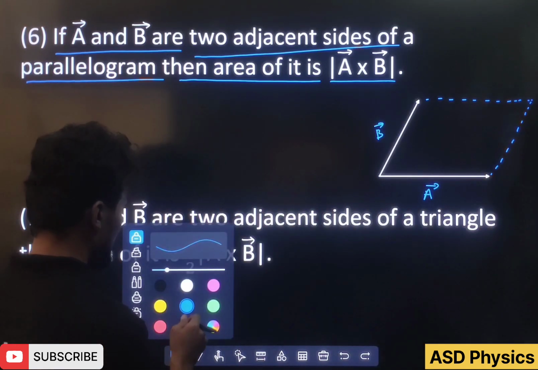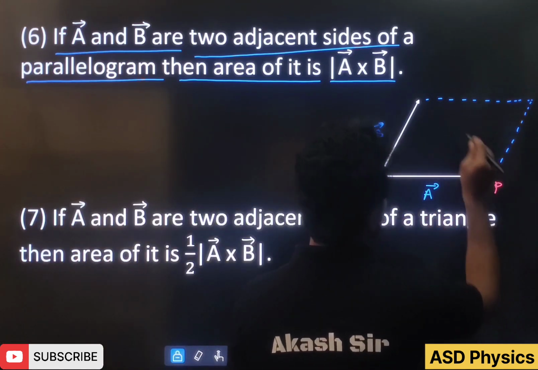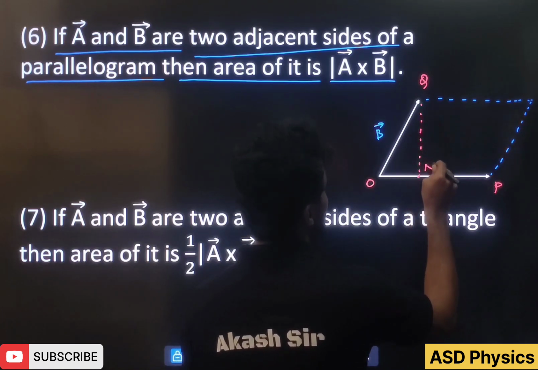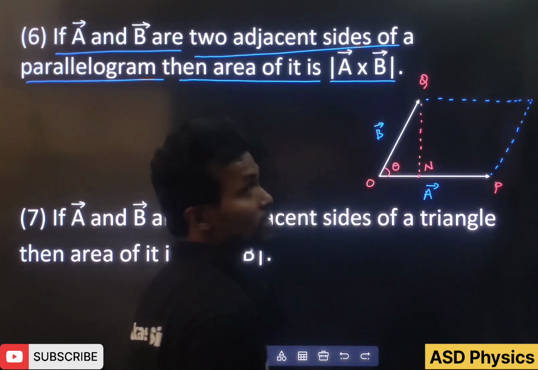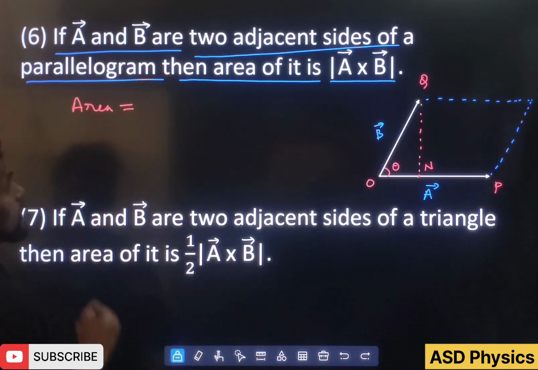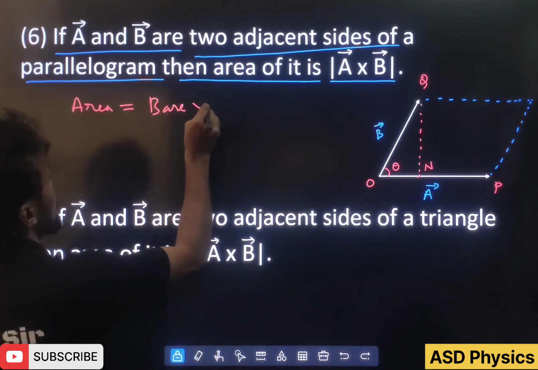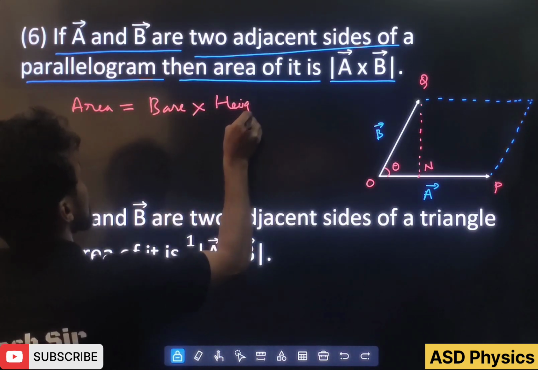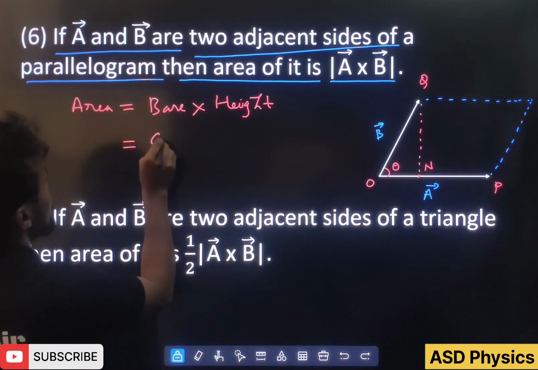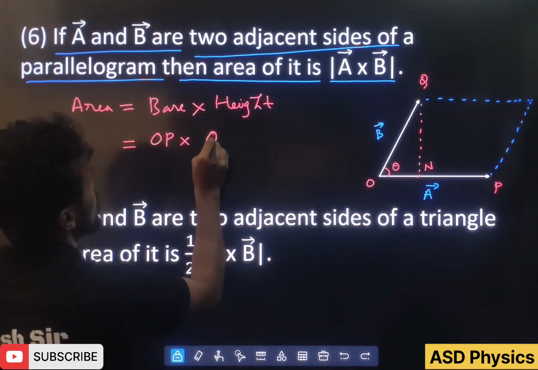Okay, students, here remember one thing. Let's take this as O, this as P, this as Q, and here I will draw one perpendicular, and let's take this N. The angle between A and B is theta. So see, the area of the parallelogram is given by base into height. Base is OP, and height is QN.